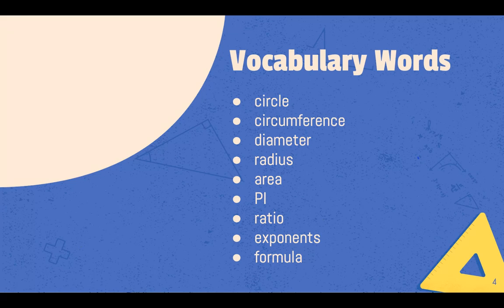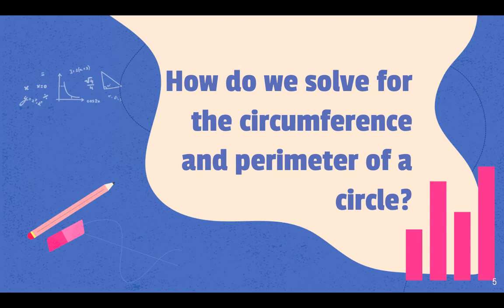Vocabulary words. Our vocabulary words for today are circle, circumference, diameter, radius, area, pi, ratio, exponents, and formula. Our guiding question for today's lesson is, how do we solve for the circumference and perimeter of a circle?